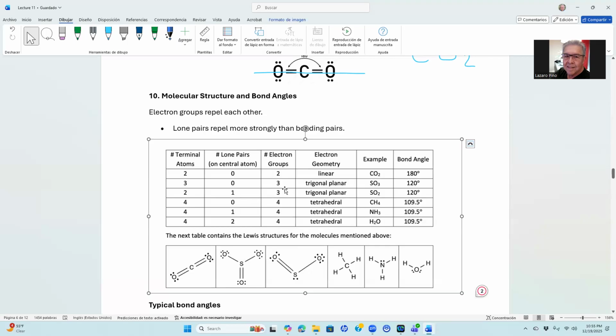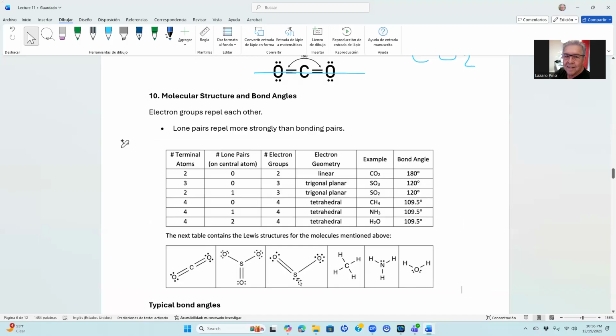And if you have three, but they are disposed in this way, this is also trigonal planar, but in this case you have a lone pair of atoms because these two electrons belong only to sulfur. Then we say that this pair is non-shared.